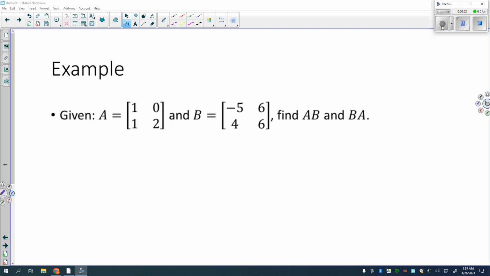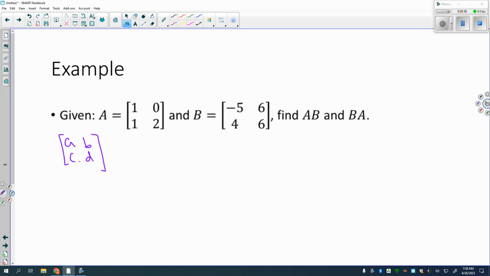When we're multiplying matrices, it's not the same as adding, where I just take matching cells and multiply them together and say, oh, I'm going to take 1 times -5 and get -5 and 0 times 6 and get 0. That's not how matrix multiplication works. I'm just going to show this with a 2 by 2 matrix here.